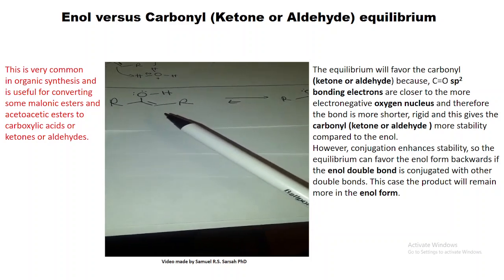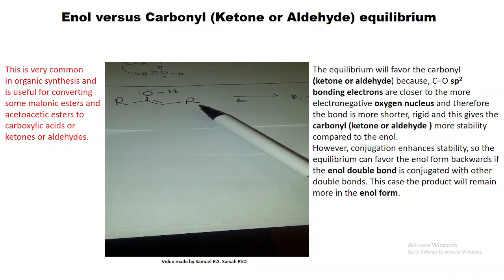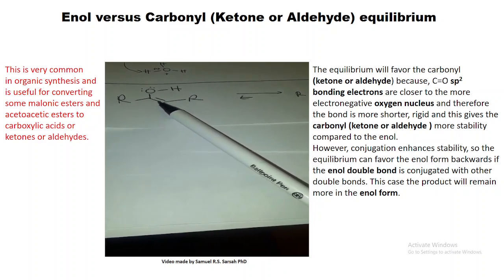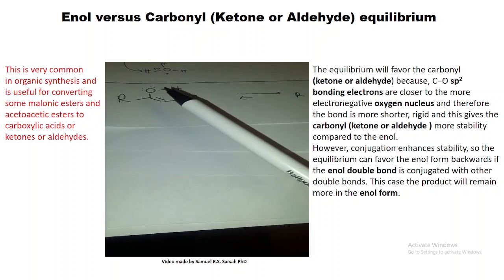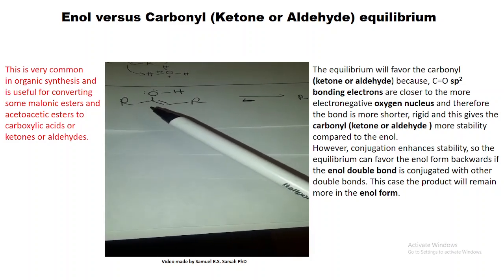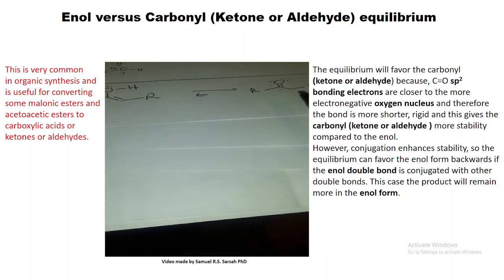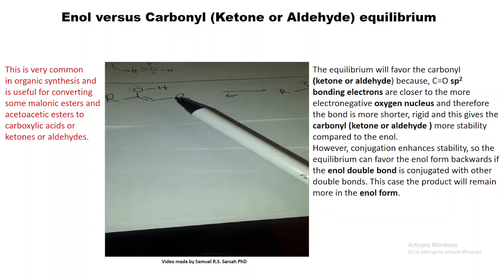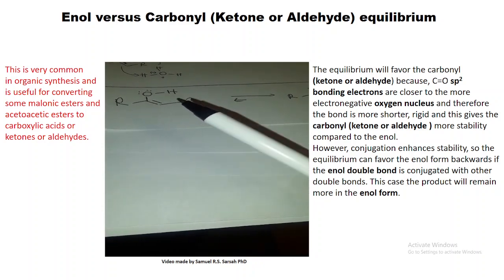Now, the instance where the enol has the equilibrium is when this R group is double bond conjugated to this double bond. That gives the system more stability because of the conjugated double bonds. Because if you convert this into the carbonyl, then you are breaking the conjugation. So the system will stay more in the enol form. That is that.